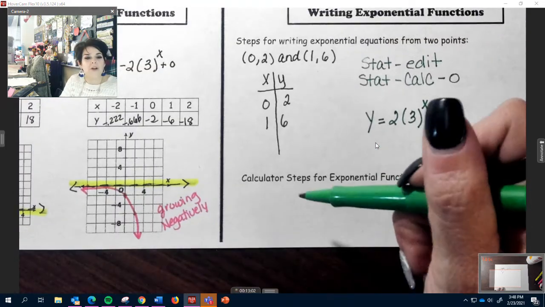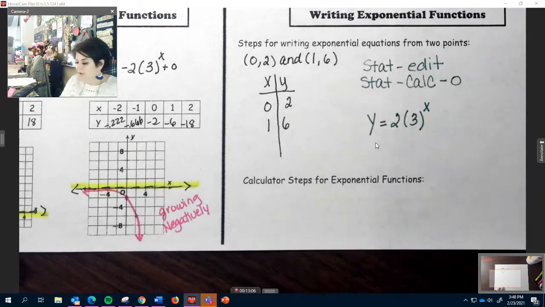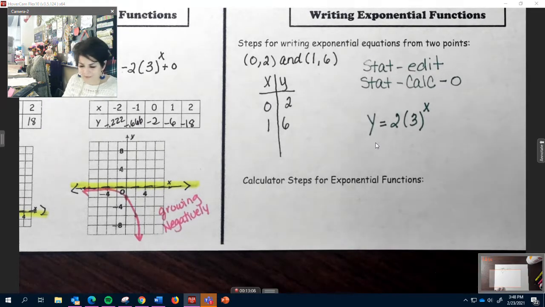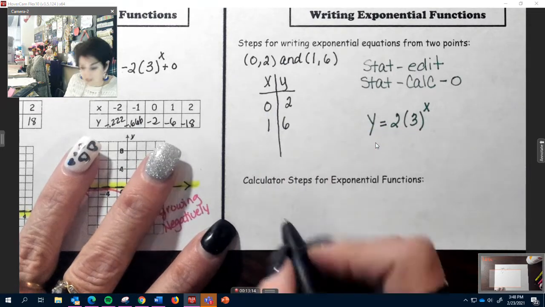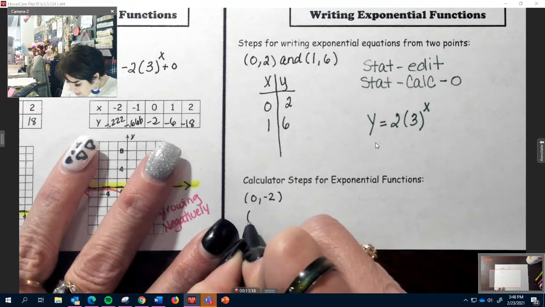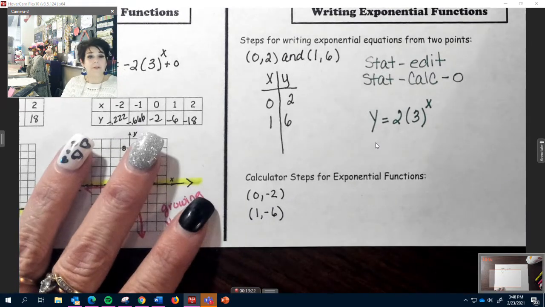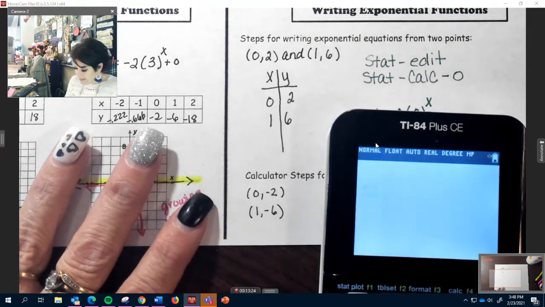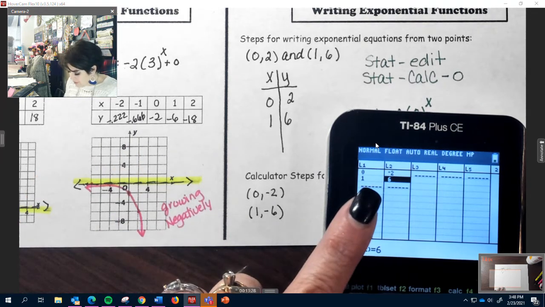Now, I know down here it says calculator, but we're going to do something different down here. It was super easy to do that. It wasn't very hard: Stat, edit, stat, calculate, 0, bam, got it. What if I had 0, -2, and 1, -6? Prepare to be amazed. Here we go. We're going to go back to Stat, Edit, and change this to -2 and this to -6.